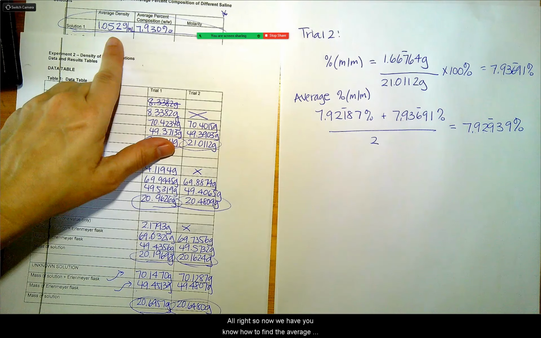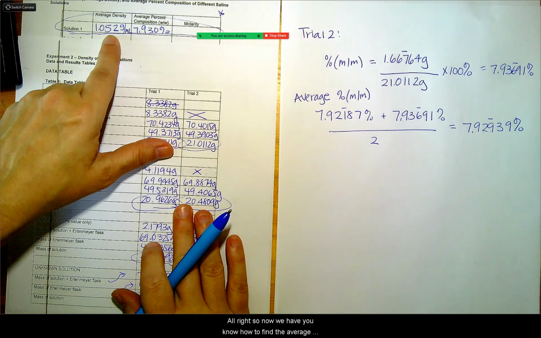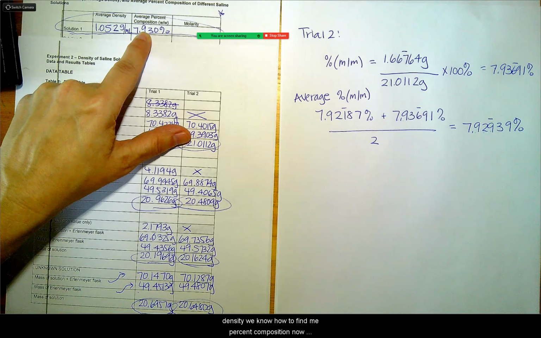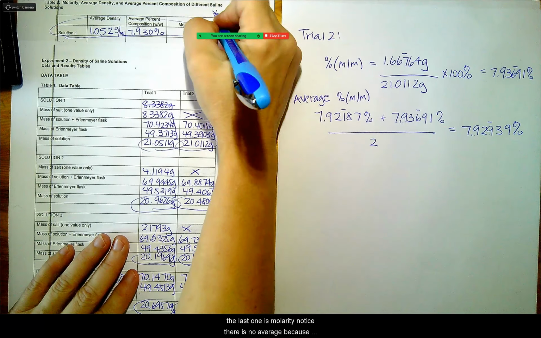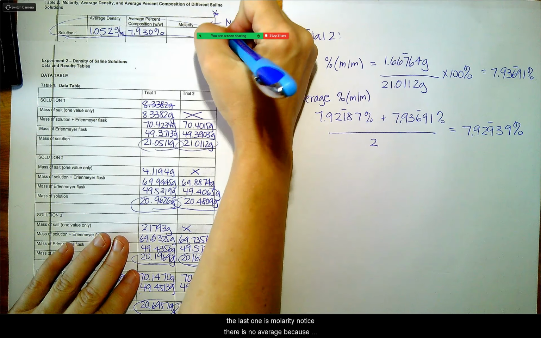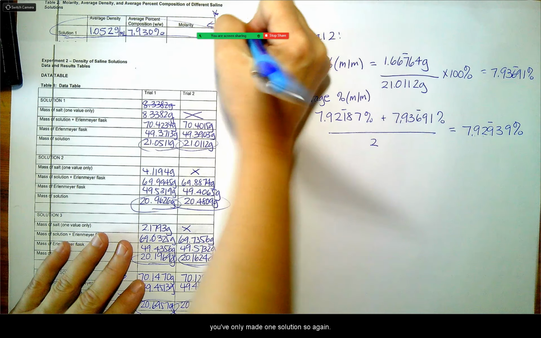All right, so now you know how to find the average density. We know how to find the percent composition. Now the last one is molarity. Notice there's no average because you've only made one solution, right?